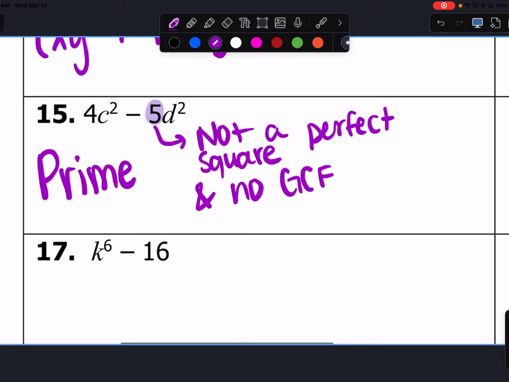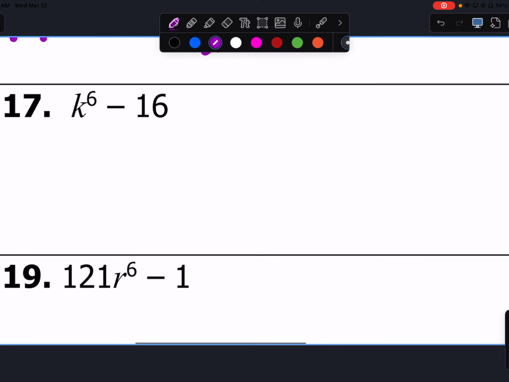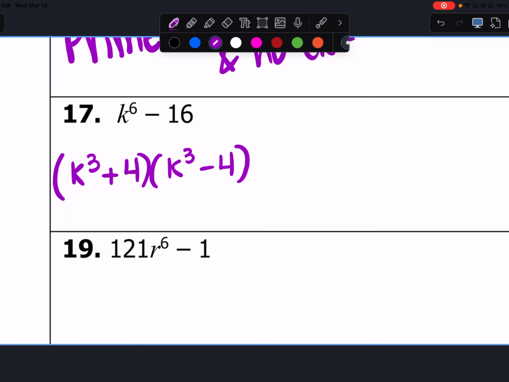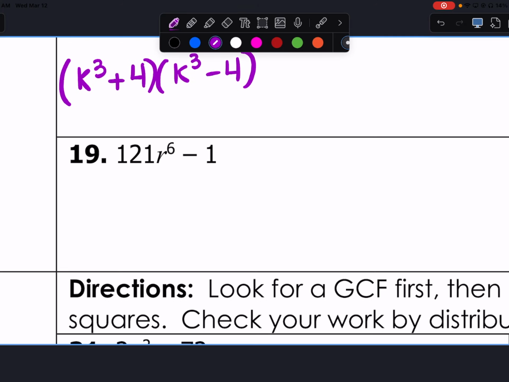Okay, now for number 17. So you do k to the third plus, times, k to the third minus 4, because k to the 6th is a perfect square, and it's the perfect square of k to the third. Are we just doing all these? We're doing most of them. I want y'all to do number 19 for me real quick.